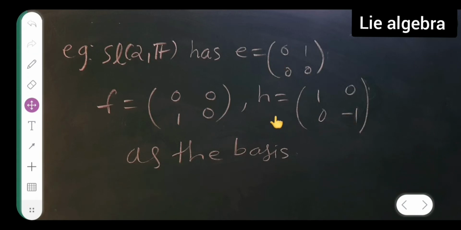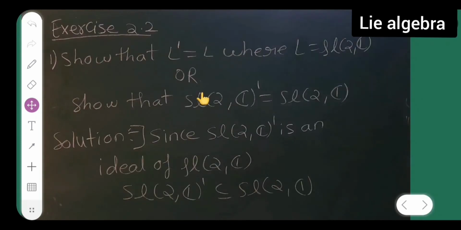Now these are the bases. X is equal to [0 1; 0 0], Y is equal to [0 0; 1 0], and this I have given you all in the previous chapter. I have taken this because this will be required for today's exercise problem. And let me start with it. So exercise 2.2, let me start with it.